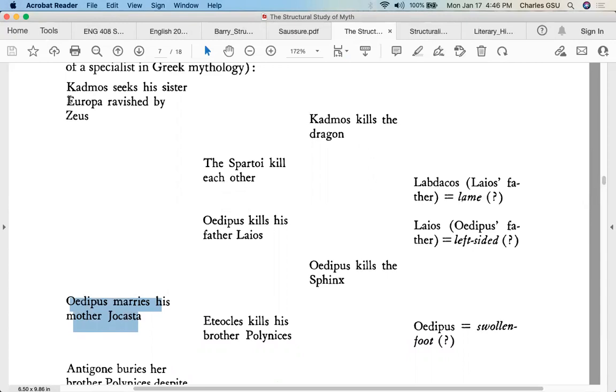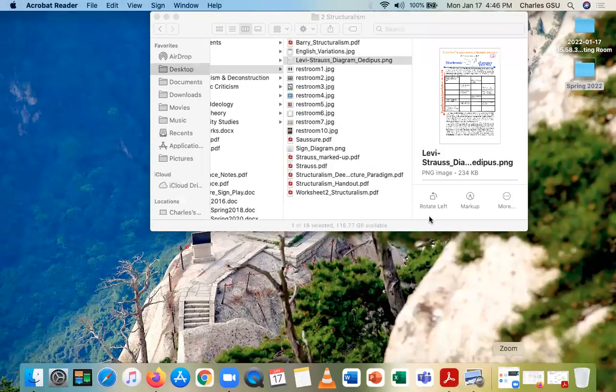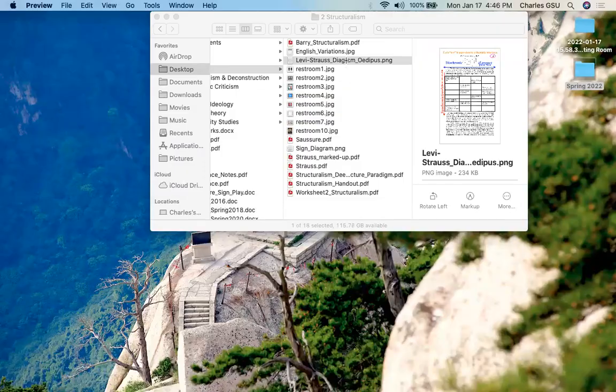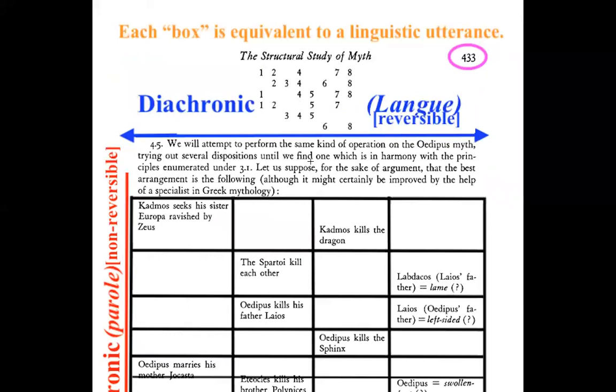Instead, we have, in this early version, Cadmus seeks his sister Europa, who's ravished by Zeus. So there is some sexual intercourse going on, both here with Oedipus and his mother Jocasta, and here with Zeus and Europa, but not the same characters, right? Anyhow, on page 433, what I've done with this image is show you what Claude Lévi-Strauss is trying to do here, okay?